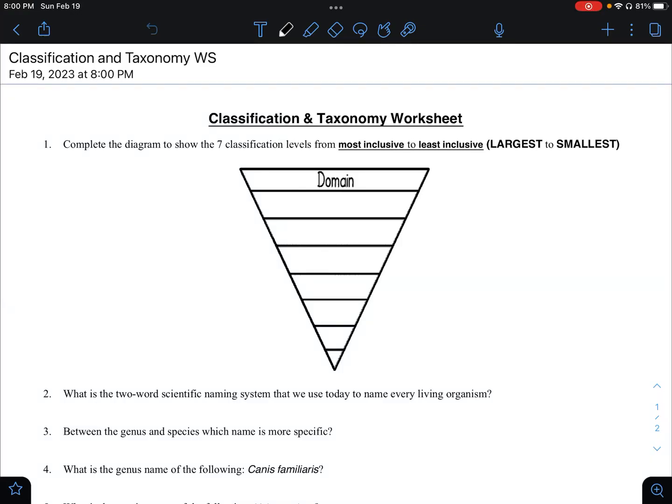Okay, so you should have also got this worksheet, and I'm going to start you off a little bit. This is going to go over the things that are directly from your notes. It says complete the diagram to show the 7 classification levels from most inclusive to least inclusive. And what I mean by that is, let's make this bigger.